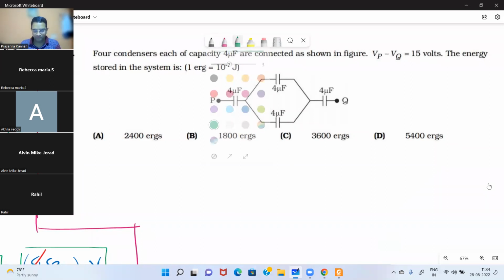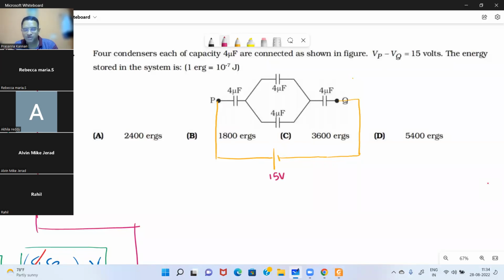Now, Vp minus Vq is 15 volts is the same as connecting this to a battery. If you are understanding, you can write it like this. So the potential difference between P and Q is 15 volts, and you have a system of capacitors. Condensers or capacitors mean one and the same. Capacity or capacitance also means the same, right? 4 microfarad is going to be the capacitance of each capacitor, which is shown here.